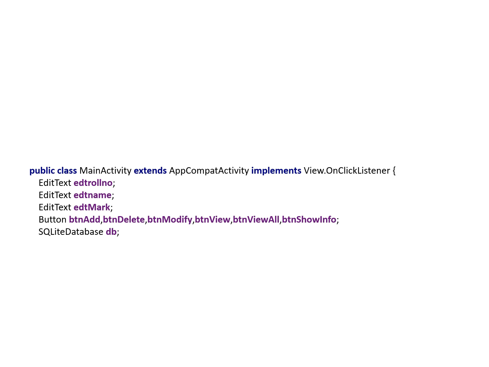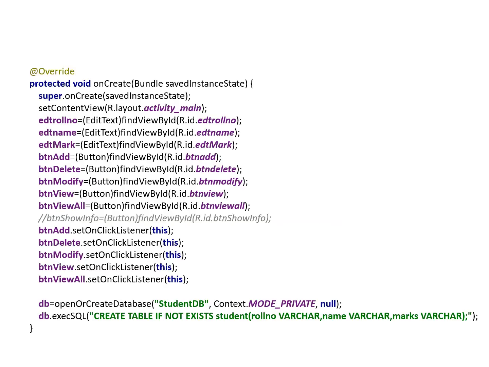So here you can see the code, that is in the main activity. First I am creating an object for all the user interface elements and also for the SQLite database. Then within onCreate, I am getting the reference ID of all these user interface elements, and also I am registering an onClick listener for all the buttons. Using the openOrCreateDatabase method, I am creating a database named studentDB, and I am creating a table named student using the execSQL method.